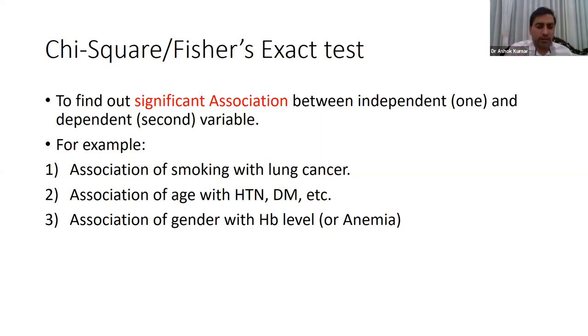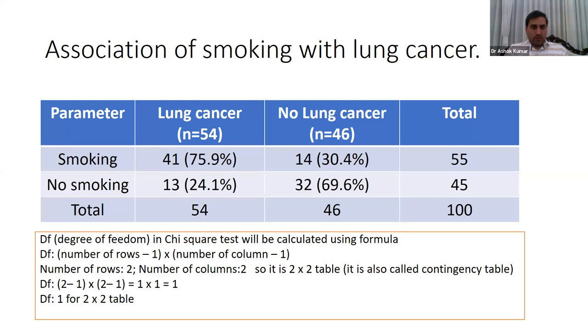For example, association of BMI with hypertension and diabetes. You have to think it is not BMI as a quantitative variable, not the exact variable. This is the category of BMI. Now association of gender with HB level or anemia. Anemia yes, anemia no. And gender we know is categorical, male and female. It might be transgender also, but this is a categorical variable. So you can see this table and understand more about this.